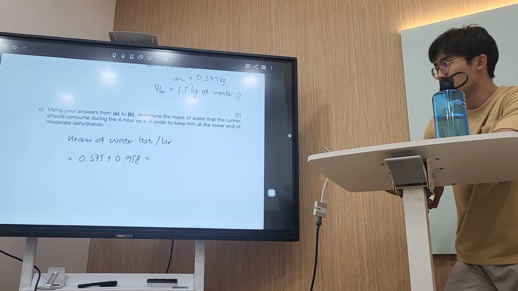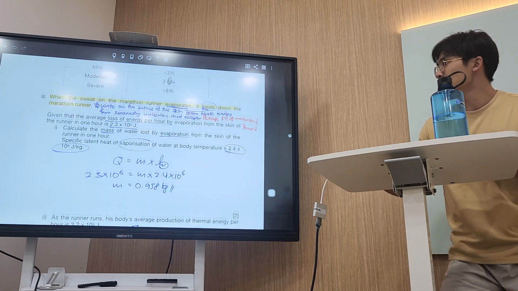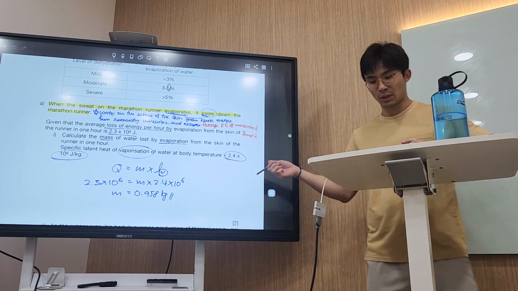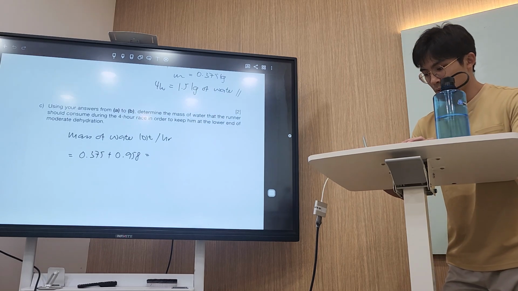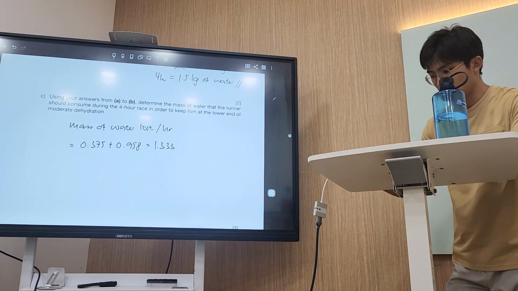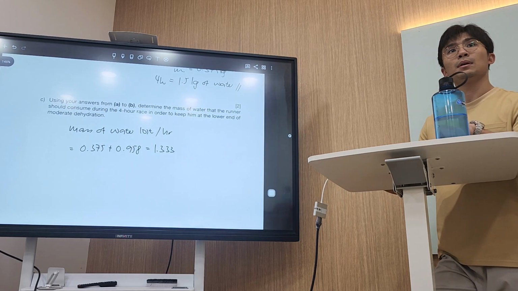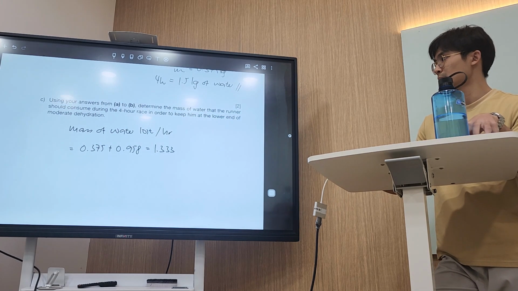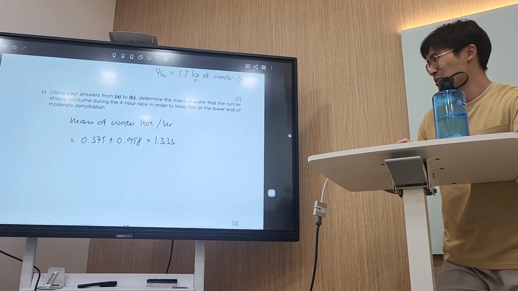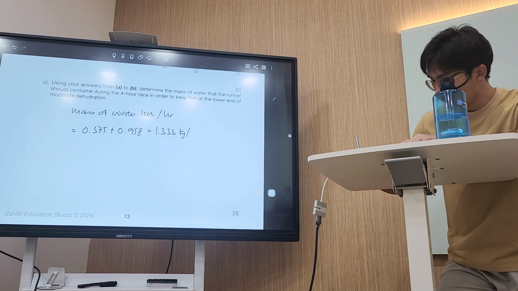Okay, mass of water lost includes water vapor in the lungs as well as the skin. I have to include both. 1.333. So nice number. Yes, because it's 0.958. Okay, so I am using 1.333 kg per hour.